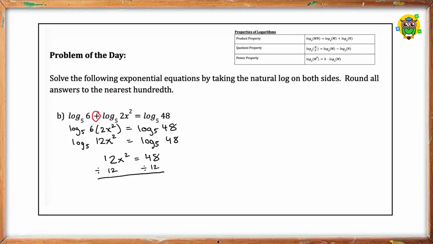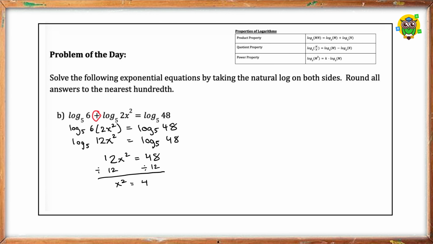We now have x squared is equal to 4. Now finding the square root of both sides, we find out that x is equal to positive and negative 2. Both positive and negative 2 result in positive arguments for our log, and for that reason, that is the end of this video, and we'll see you in the next one.